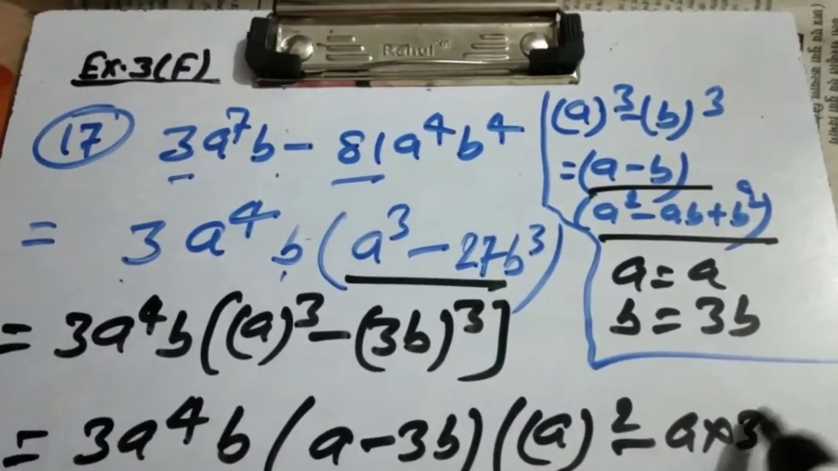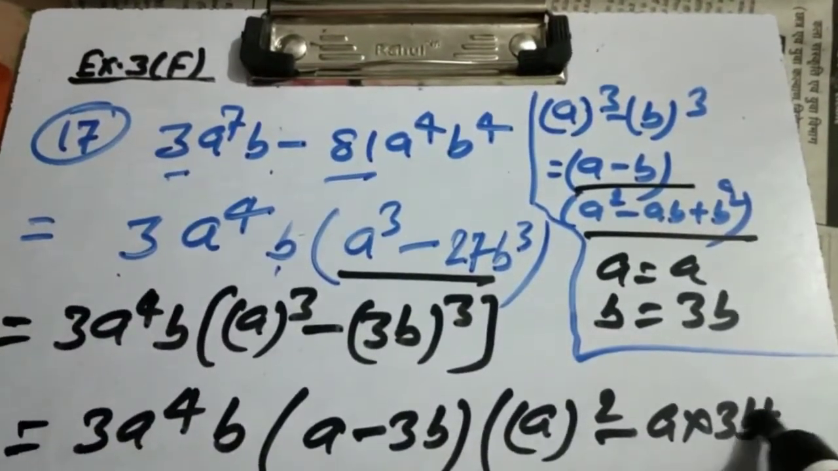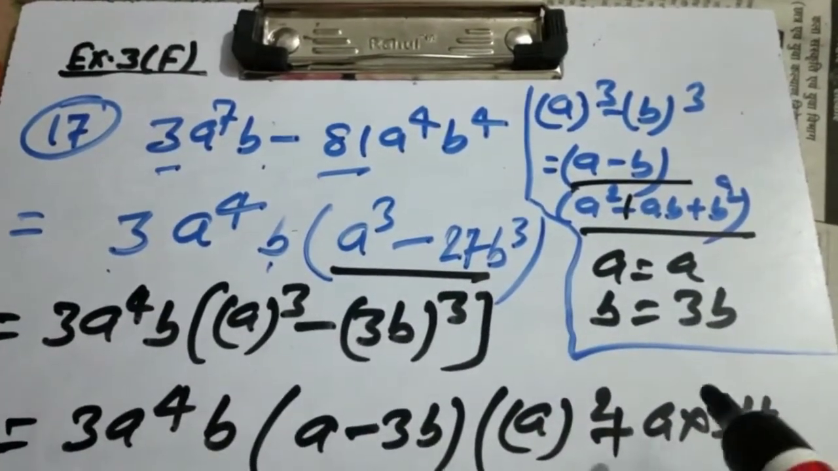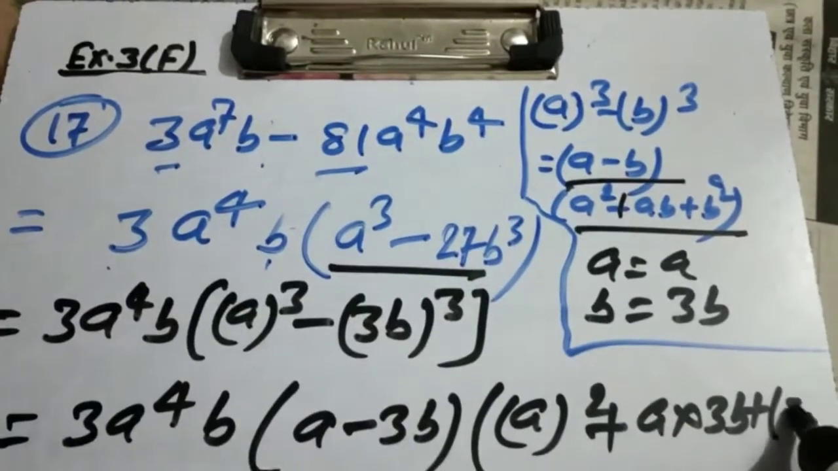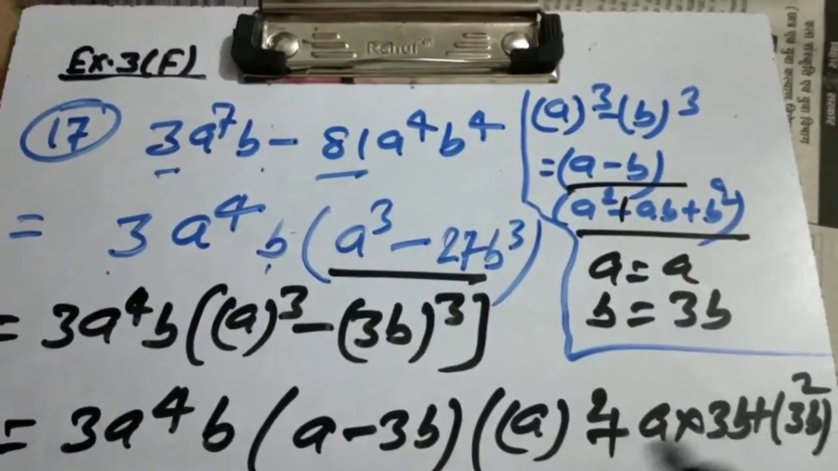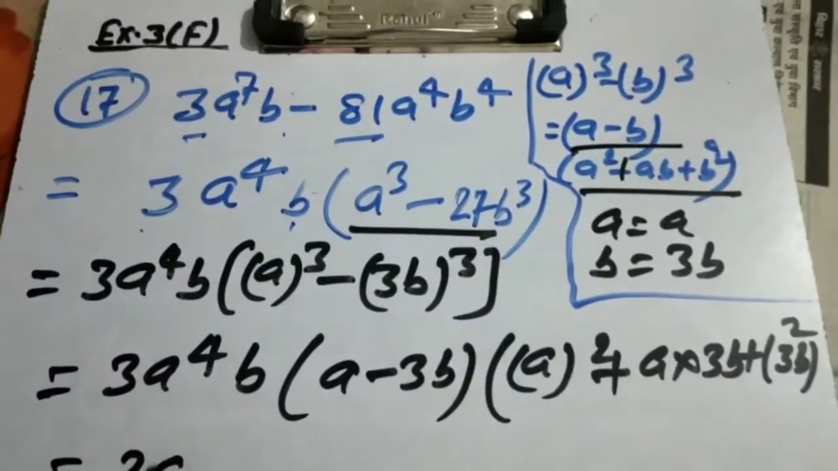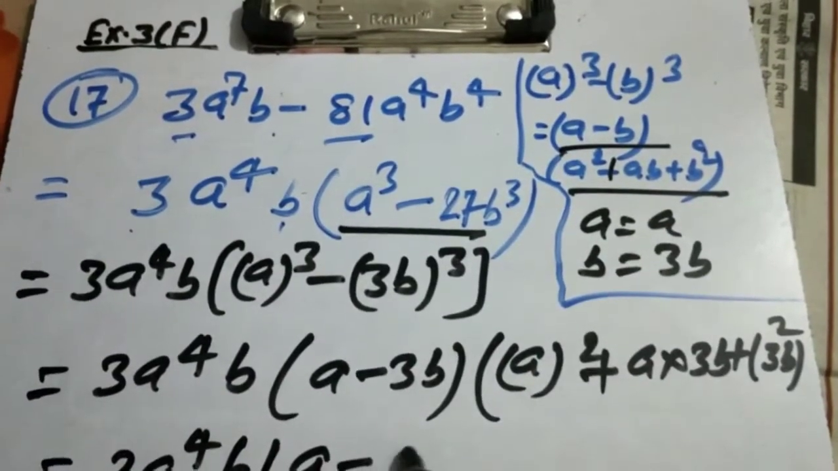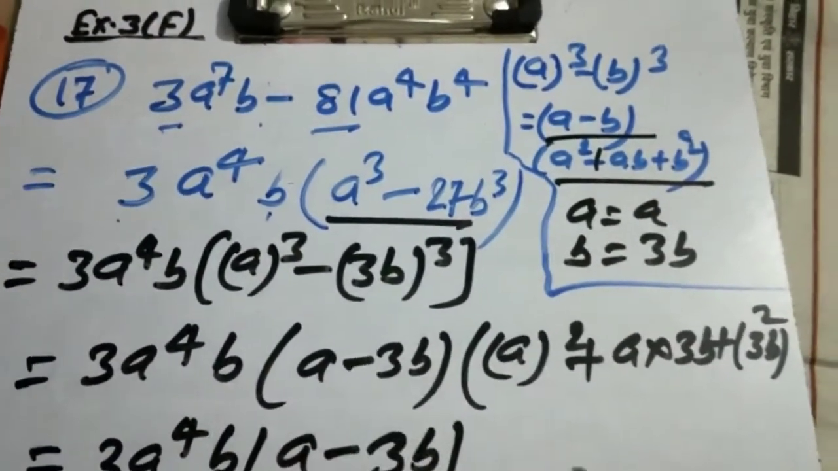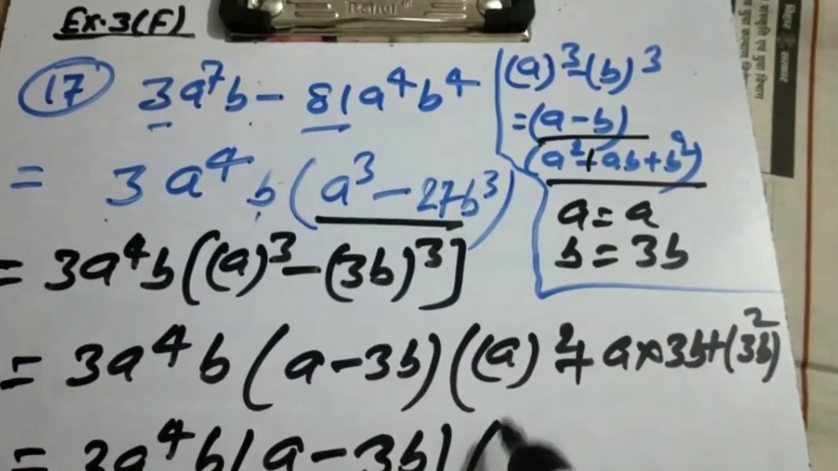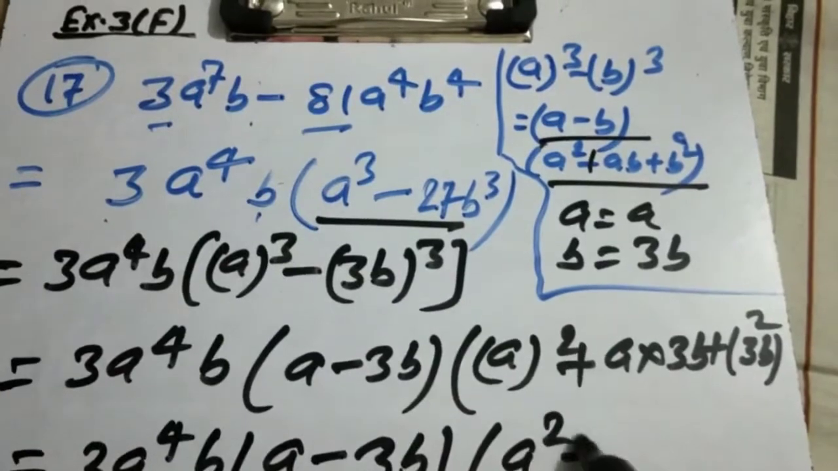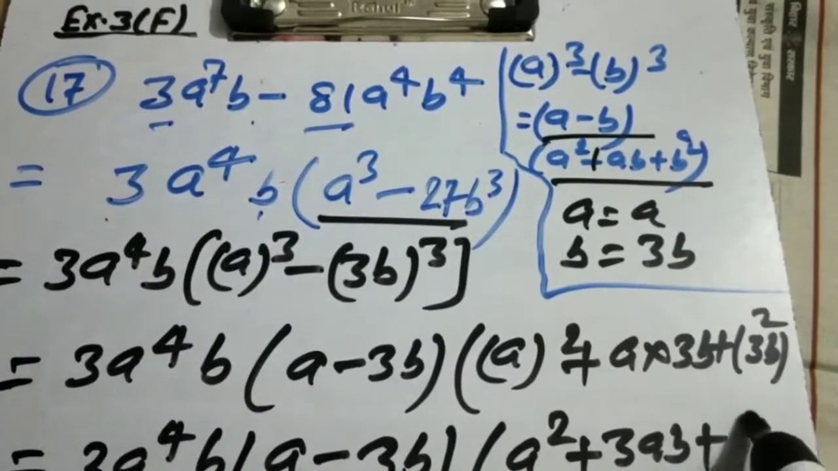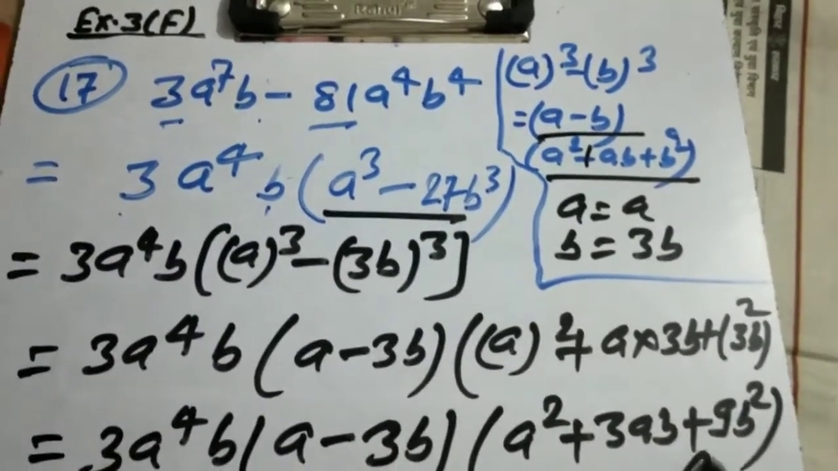At the place of b you have to write 3b, and then plus b will be plus ab here. So it will be plus, and then plus b the whole square. Then it will be 3a power 4b, a minus 3b will remain the same, and now simplify it. A the whole square will be a square plus 3b multiplied by a will be 3ab, and 3b whole square will be 9b square. This is your answer.